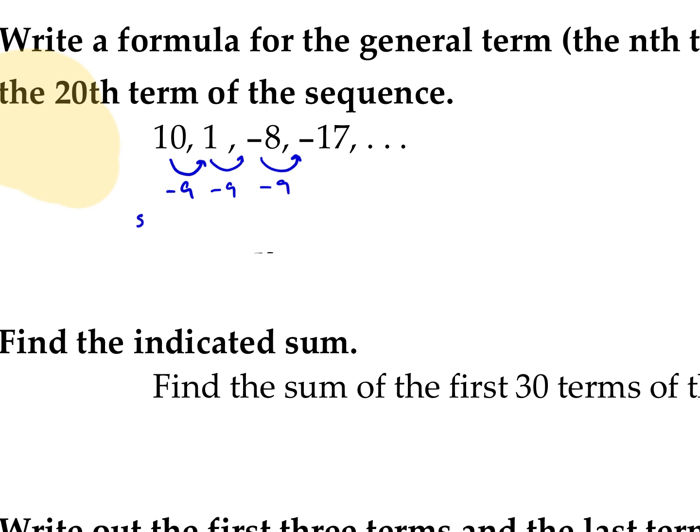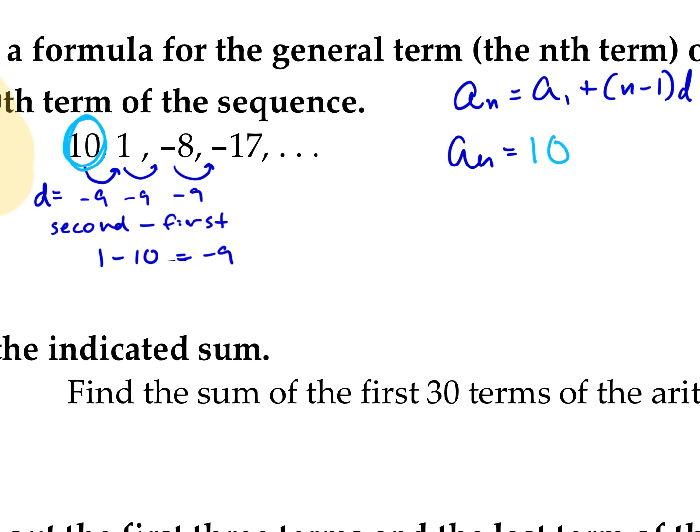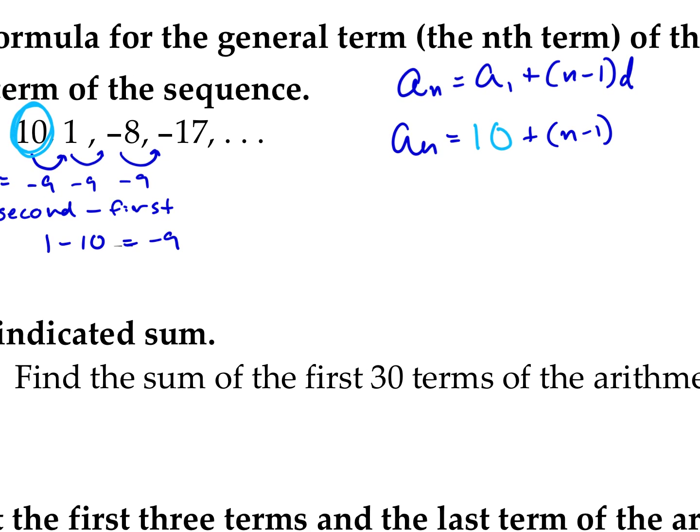You can always do the second term minus the first. So if we did 1 minus 10, that would give us -9. So that is our d, our common difference. Our general formula for an arithmetic sequence is a sub n is equal to a sub 1 plus n minus 1 times d. What would a sub 1 be? 10. It's the first term, given there. 10 plus n minus 1 times d. What's d? Negative 9.